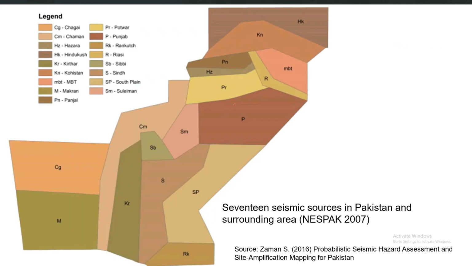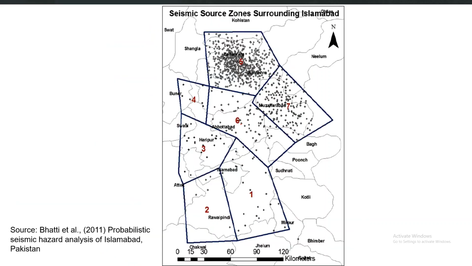This is the source zones defined in 2007 by another study, which was conducted for the purpose of seismic hazard for the building code of Pakistan in 2007. So here these are the boundaries, or you can say the locations, of different source zones. Instead of numbering them, they are classified by these alphabets here. These source zones are used in this study to conduct the seismic hazard assessment of Pakistan.